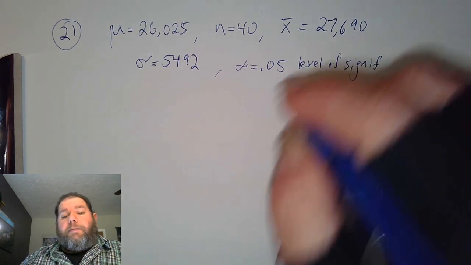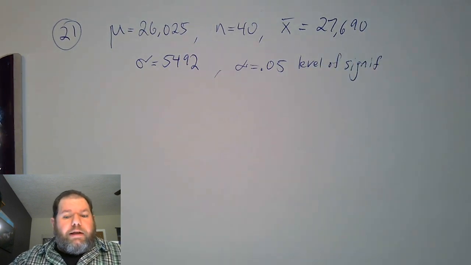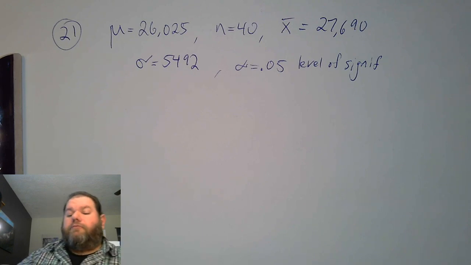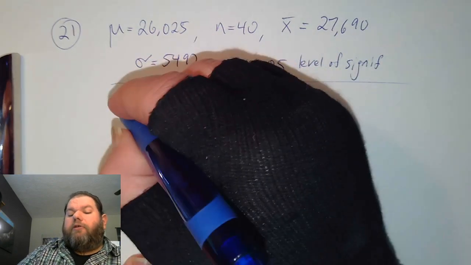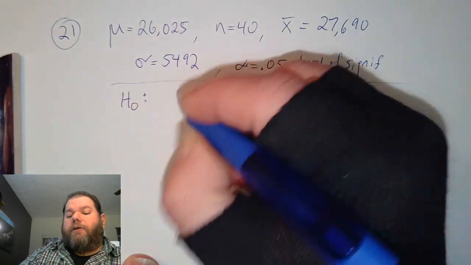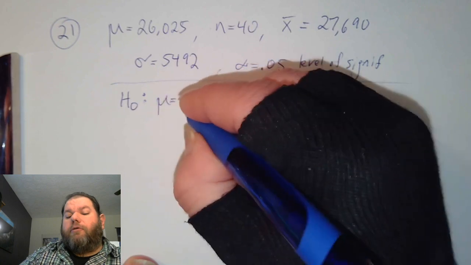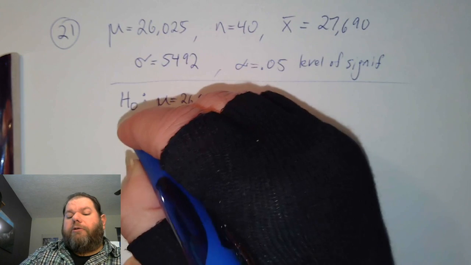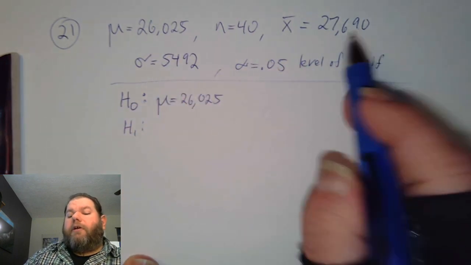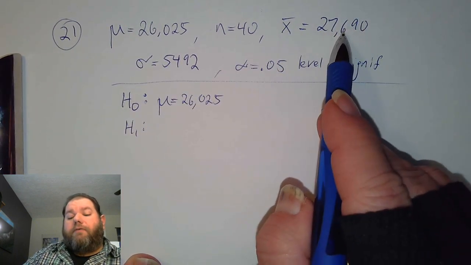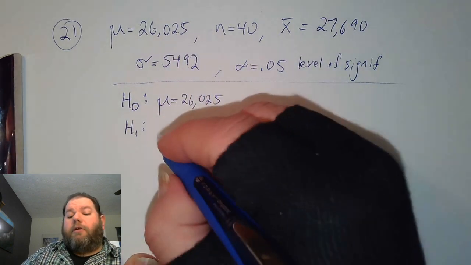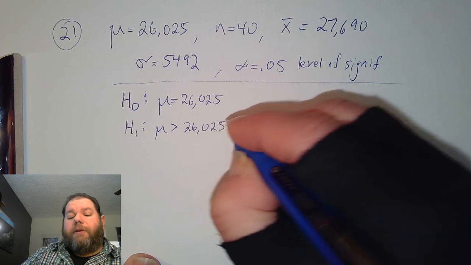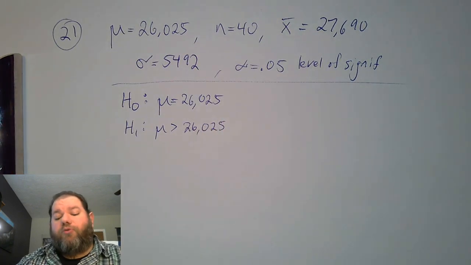Now, this is what we talked about the last 2 days in our classes with our hypothesis test. So we start with our null hypothesis H naught, and that just states mu equals 26,025. And our alternative hypothesis, since our sample got a higher value, x bar, than mu, we think mu has actually increased, which means it'll be larger than $26,025.